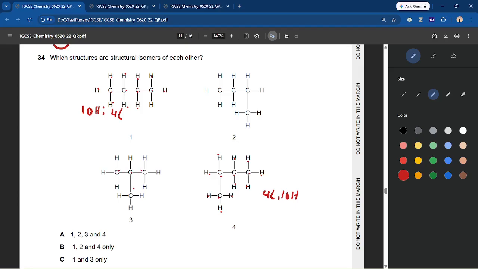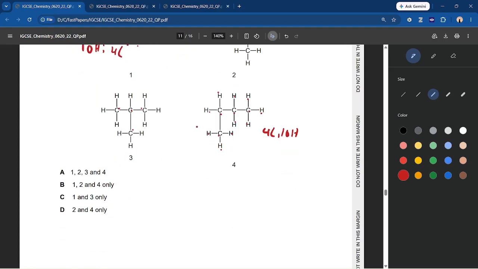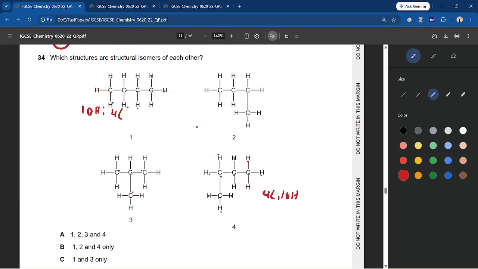Let's look at 3. Counting 1, 2, 3, 4, 5, 6, structural isomers of each other. This is 1, 2, 3, 4. This also has 1, 2, 3, 4. And this also has 10 carbon in that. This also has that. This is an interesting question.